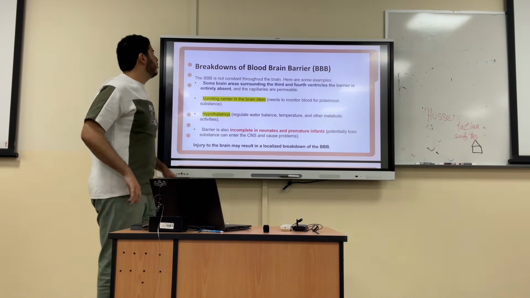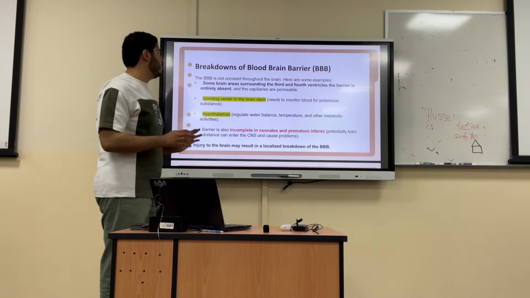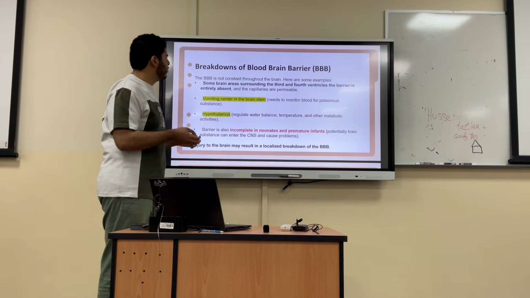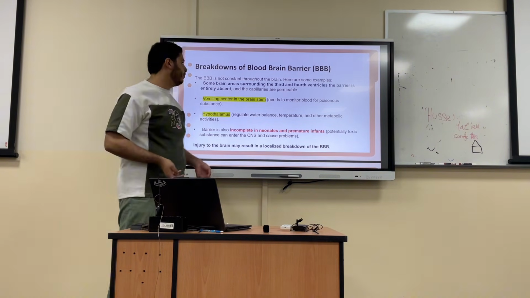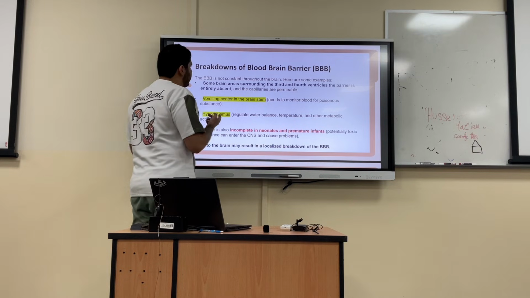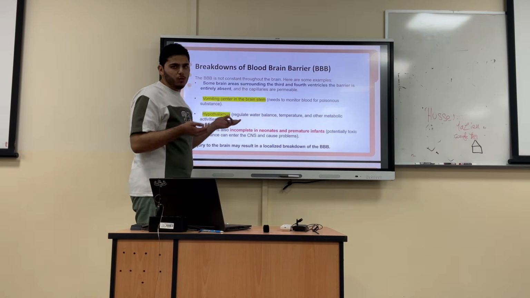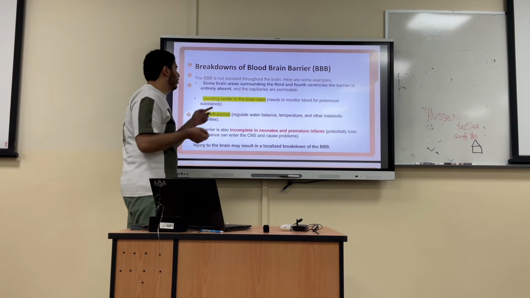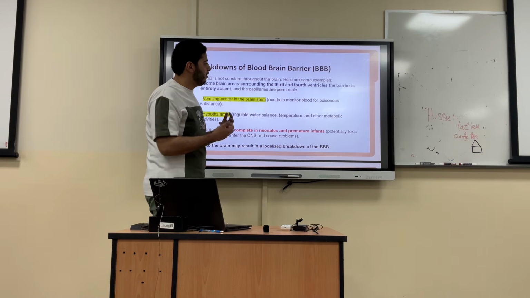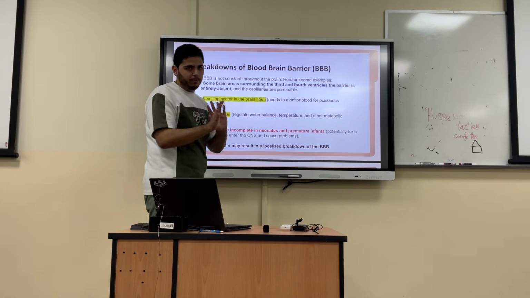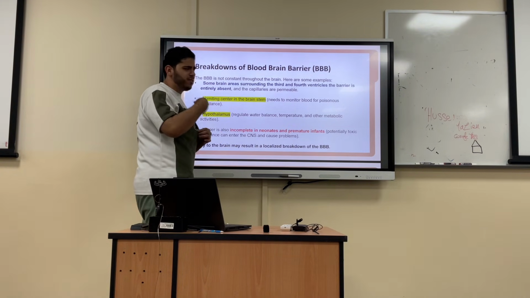Okay, guys, let's continue. Breakdowns of the blood-brain barrier. Now, the blood-brain barrier is not constant throughout the brain. Why? Here are some examples. There are some spaces that don't have a blood-brain barrier or have small amounts of it. In some brain areas surrounding the third and the fourth ventricles, the barrier is entirely absent, and that's why the capillaries are also permeable. For example, the vomiting centers at the brainstem need to monitor blood for poisonous substances, so they don't have any blood-brain barrier. The hypothalamus regulates water balance, temperature, and other metabolic and visceral activities.